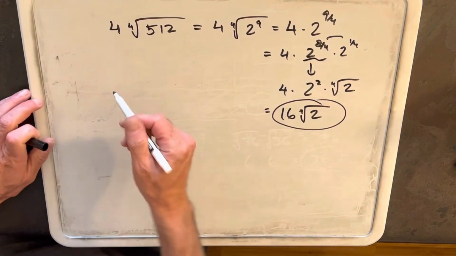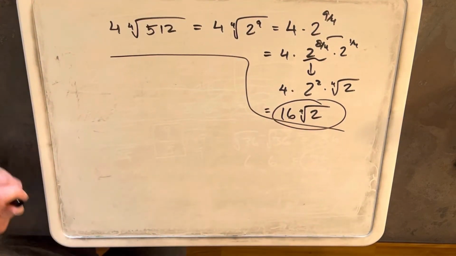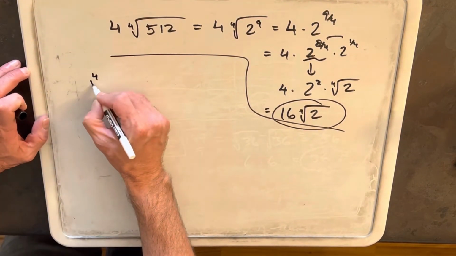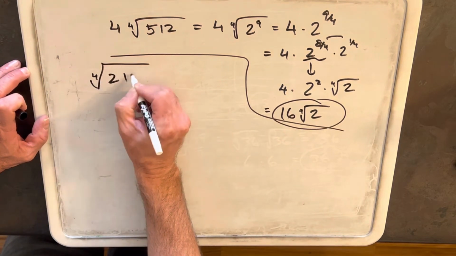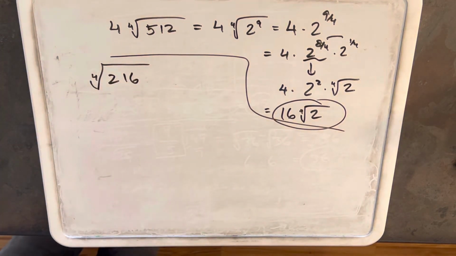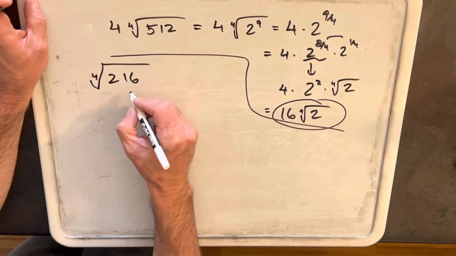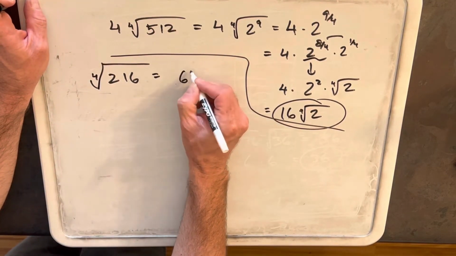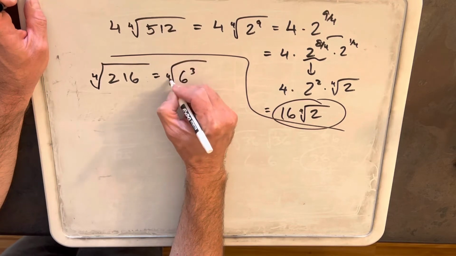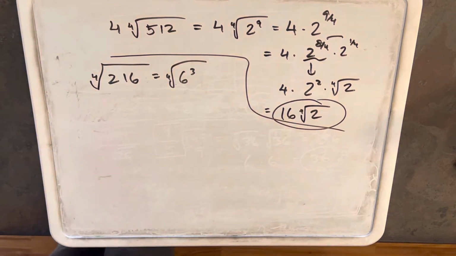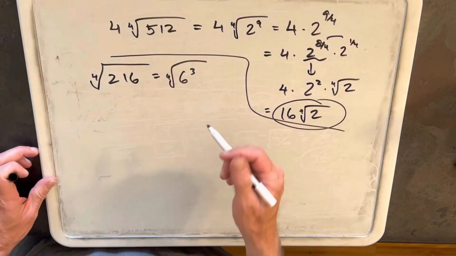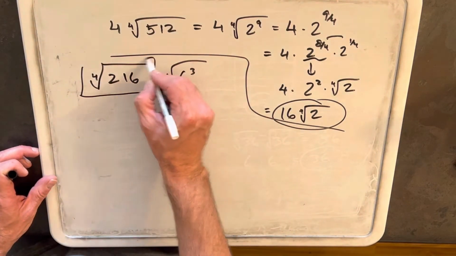Okay, next one. Let's put this away. Okay, so we have the 4th root of 216. Oh, that's tricky. I don't think we can do anything. This 216 is 6 to the 3rd, and if I take the 4th root of that, there's no simplification. So I'm just going to say no simplification.